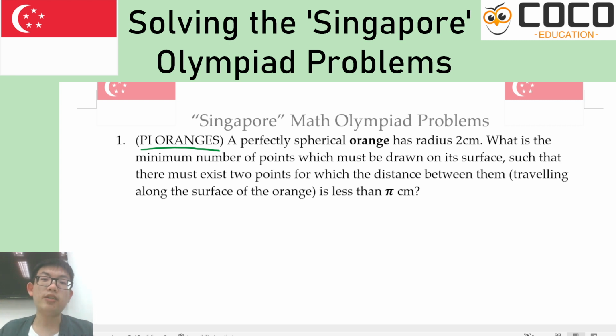The first thing is that we can try to understand what would be the visual implication of pi centimeters. How does it look like? And if we were to just draw a circle, the circle that passes through the center of the sphere. So if you cut it in half, you slice the orange in half, this would be 2 cm. The circumference would be equal to 2 pi r, which is 4 pi. And so pi centimeters would be this quarter circle.